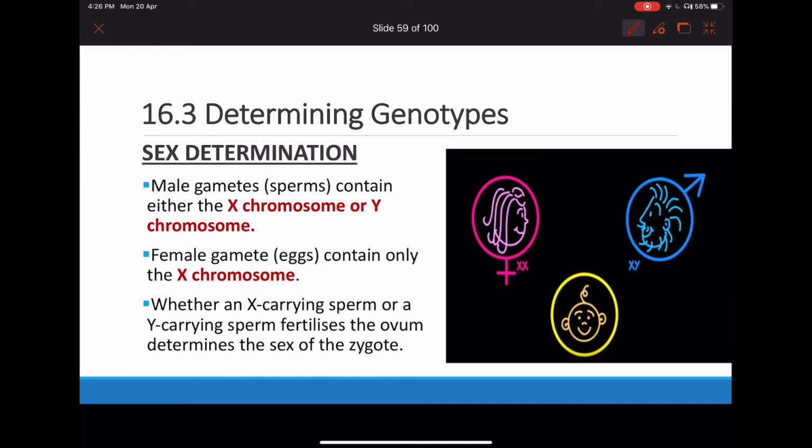The male gametes will either contain the X chromosome or the Y chromosome, whereas the female gamete, in the case of humans, will only contain the X chromosome. Depending on which sperm actually fertilizes the ovum, you can determine the sex of the zygote. That's how doctors determine whether the child is a boy or a girl. We're going to take a look at a short video to understand this entire process of inheritance of gametes containing the X chromosomes or Y chromosomes.